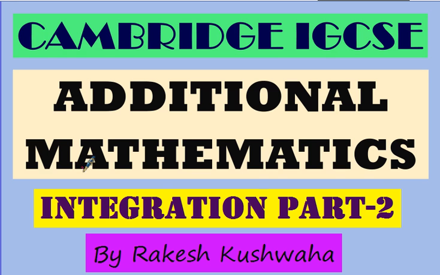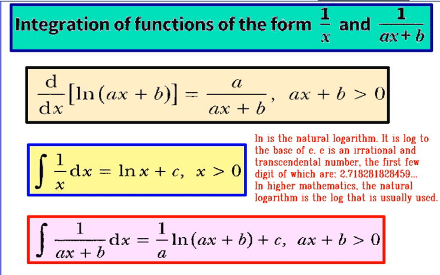Let us continue integration. This is part 2. So, an integration function which is in the form of 1 upon x or 1 upon ax plus b. Like if you remember when we were differentiating log ax plus b, we were writing this a as numerator, so a upon ax plus b, where ax plus b should not be 0.